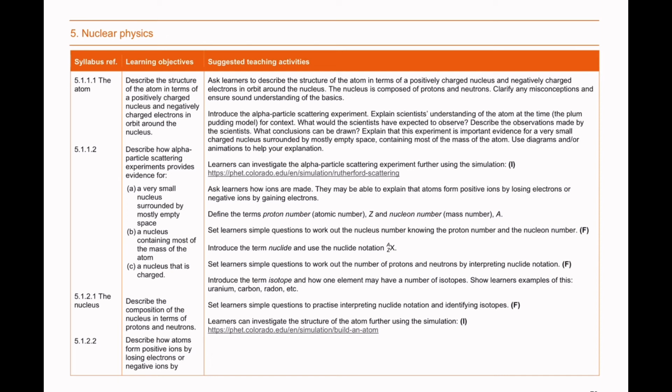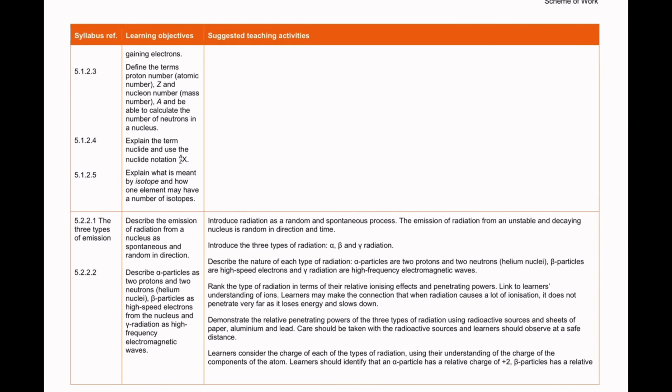5.1.2.1 The nucleus. Describe the composition of the nucleus in terms of protons and neutrons. Describe how atoms form positive ions by losing electrons or negative ions by gaining electrons. Define the terms proton number, atomic number Z, and nucleon number, mass number A, and be able to calculate the number of neutrons in the nucleus.